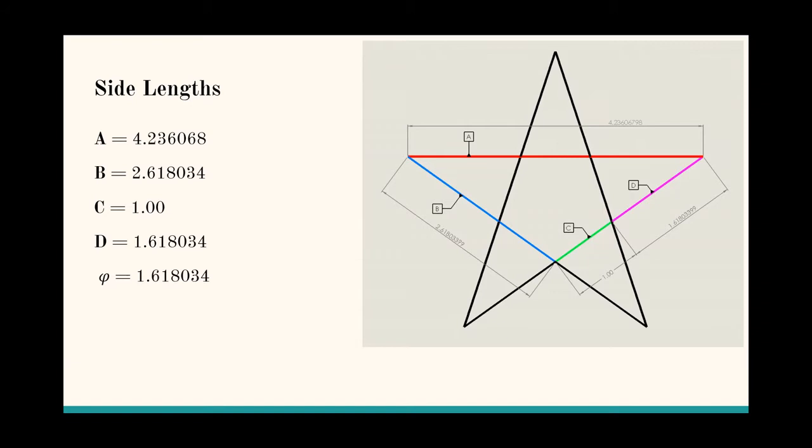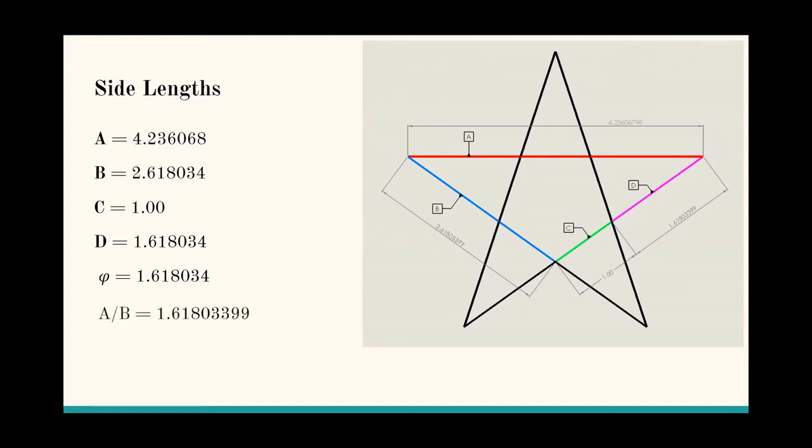And this actually makes sense geometrically if you look at the picture, because side B is the side of a triangle and the edge of the pentagon, and is also just equal to sides C plus D, and D is equal to phi, and so B is just phi plus 1. So that makes sense. But it's not clear what that number A represents. So let's explore a little bit further.